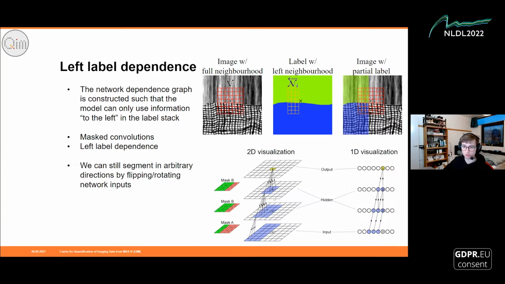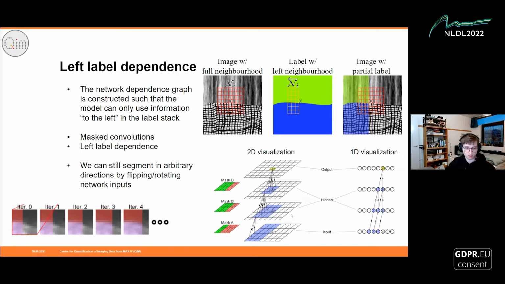So because these are convolutions, this label dependence is going to be satisfied for all the pixels simultaneously, which is very important. It means that all of these iterations that our algorithm computes are trained in a single forward pass, because the pixel to the right and above satisfies the same constraint.